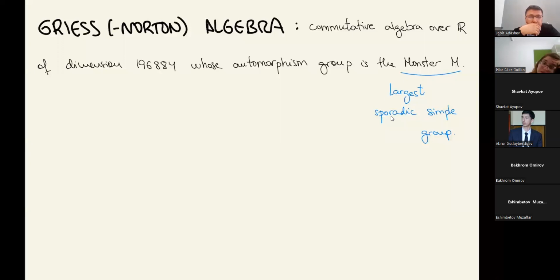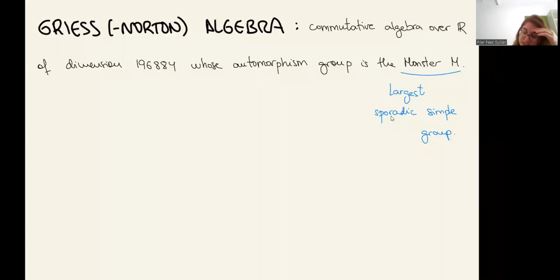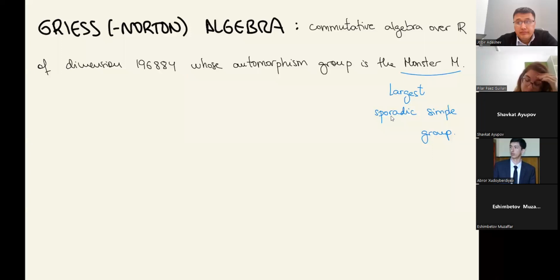Another example, which was very important, is the Griess algebra. It's a real commutative algebra of huge dimension, which was very important when it was first devised, as it was the first time that the largest sporadic simple group, the Monster, was constructed. It was constructed by Griess as the automorphism group of this Griess-Norton algebra.